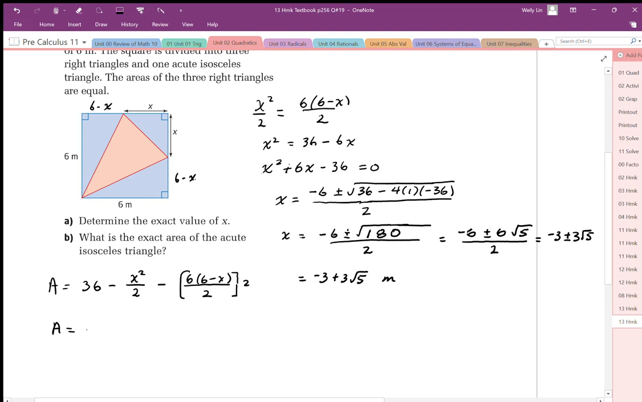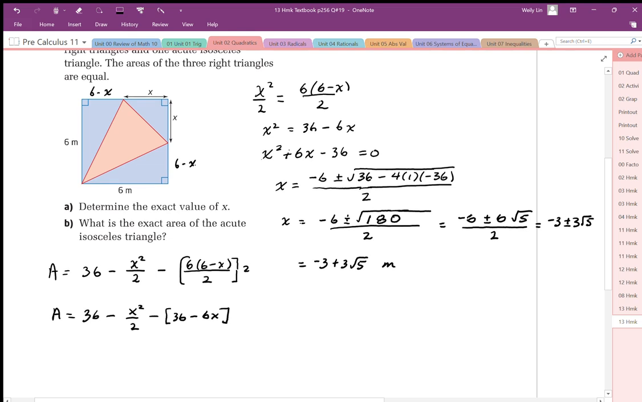So I'm going to end up with 36 minus x squared over 2. And then that's taking away the top right hand triangle, and then the 2 other triangles, the times 2 and divide 2 are going to cancel out, so I'm going to end up with 36 minus 6x. Okay, and I can simplify this expression then.